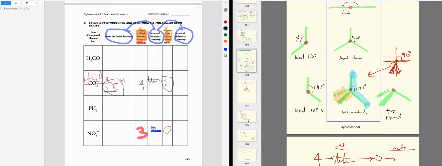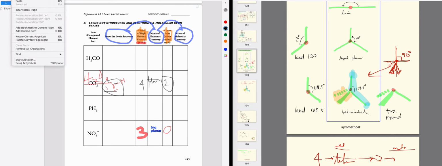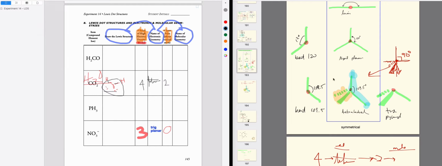So what does it look like if I have 4 and I hide 2? I have a bent shape. Now, is it the bent from a tetrahedral, or is it bent from trigonal pyramid? If it's bent from a tetrahedral, then the angles are going to be 109.5. Let's go bent 109.5. Yes? Okay. Now back to our question at hand.